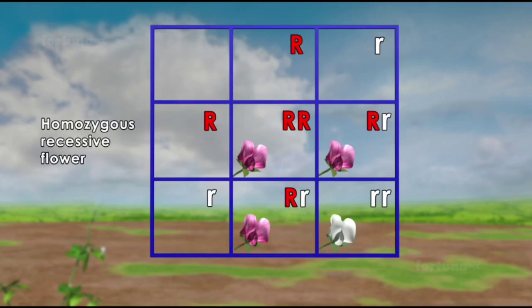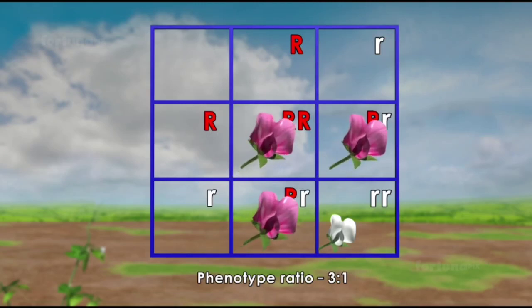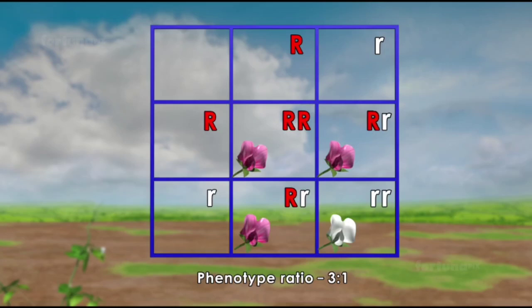flower would be white. This phenotype will give us a ratio of 3:1, meaning there are three types of offspring which produce red flowers for every one offspring that produces white flowers.